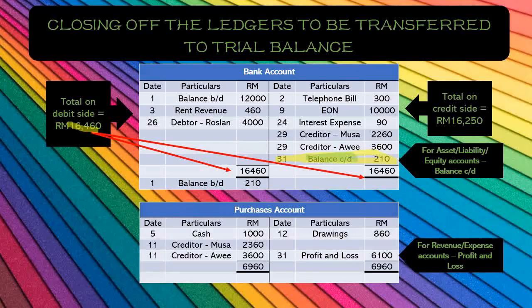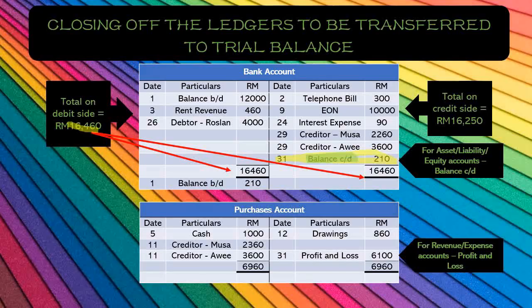Balance carried down. Balance c/d, tulis tarikh akhir bulan, tulis ni balance carried down. Maknanya kita akan bawa baki bulan Januari ke bulan Februari. Baki bank kita untuk bulan Januari adalah RM210. Okay, kalau di account dia adalah account asset, liability ataupun equity, awak akan tulis balance carried down lah.